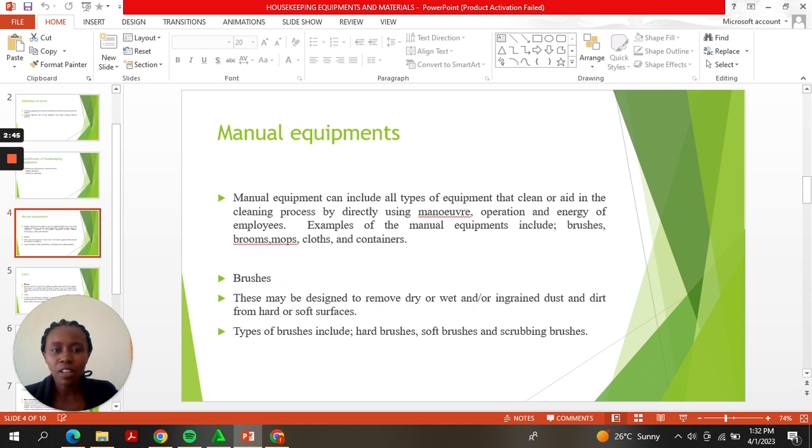We also have the containers. The examples of the containers will include the mop buckets. You can also have the basins, which can be used when cleaning the different surfaces. And we can as well have the dustpan, which is also a container. We also have the spray bottles, which could be used when polishing the different surfaces.